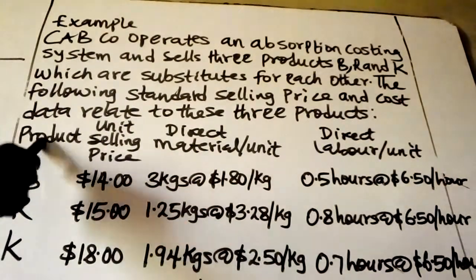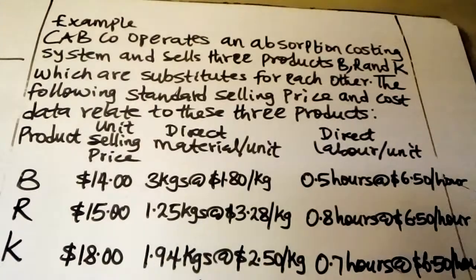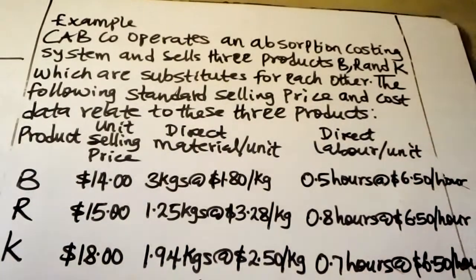We have the product, we have unit selling price, we have direct materials per unit, we have direct labor per unit. You have for B, the selling price is $14.